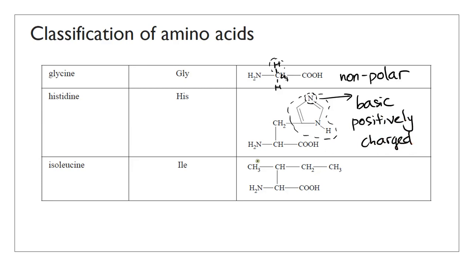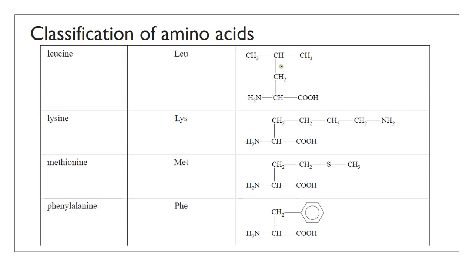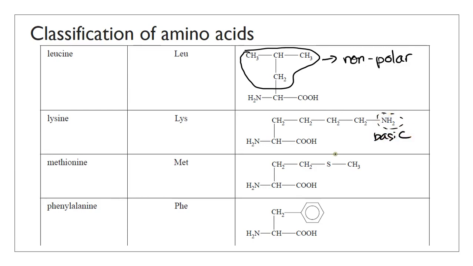Okay, isoleucine, quite obviously non-polar. Similarly, leucine. Now, leucine and isoleucine are actually isomers of each other. As you can see, the only difference between them is the orientation of the carbon chain. So this is also non-polar. I mean, you can tell in the name, right? Leucine, isoleucine, isomers. Lysine is basic because it does have an amino group at the end, so it is basic, and it is going to be positively charged.